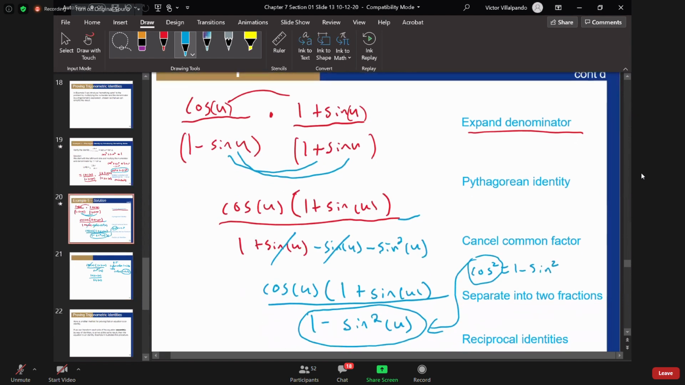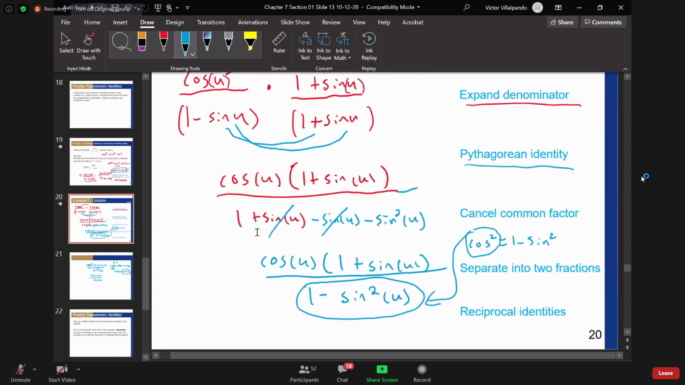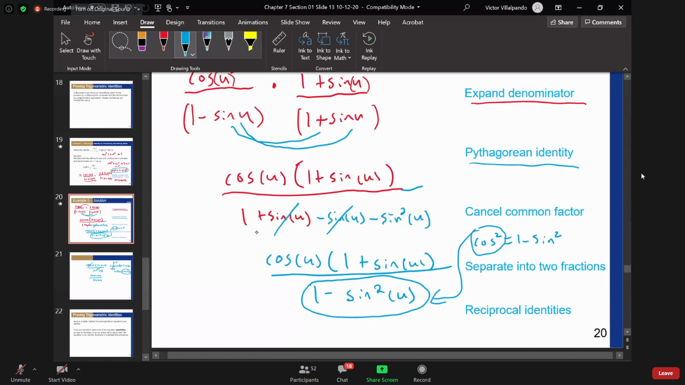So we did the Pythagorean identity. That's how we changed 1 minus sine squared to cosine squared, and then it says cancel common factor. We did that. We canceled the cosines, and then it says next step, separate into two fractions. I do apologize, it's easier when you type it. When you write, I tend to write a little bit bigger, just so we can visually all see it.